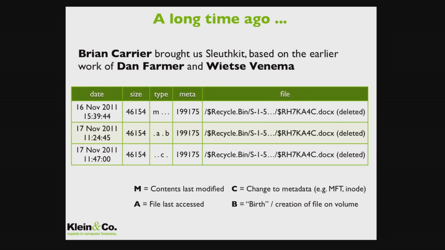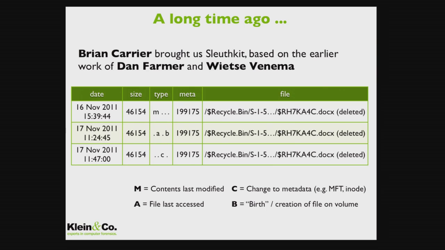What FLS allows you to do is get file system timestamps. Here's an example of that. What we're looking at here is one file. It's in the recycle bin, it has the extension docx, and it's been identified as a deleted file. There are 4 timestamps on the NTFS file system: modified, created, accessed, and metadata change.